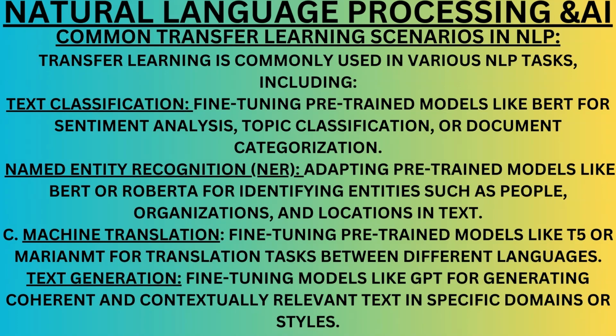Machine translation. Fine-tuning pre-trained models like T5 or mT5 for translation tasks between different languages. Text generation. Fine-tuning models like GPT for generating coherent and contextually relevant text in specific domains or styles.